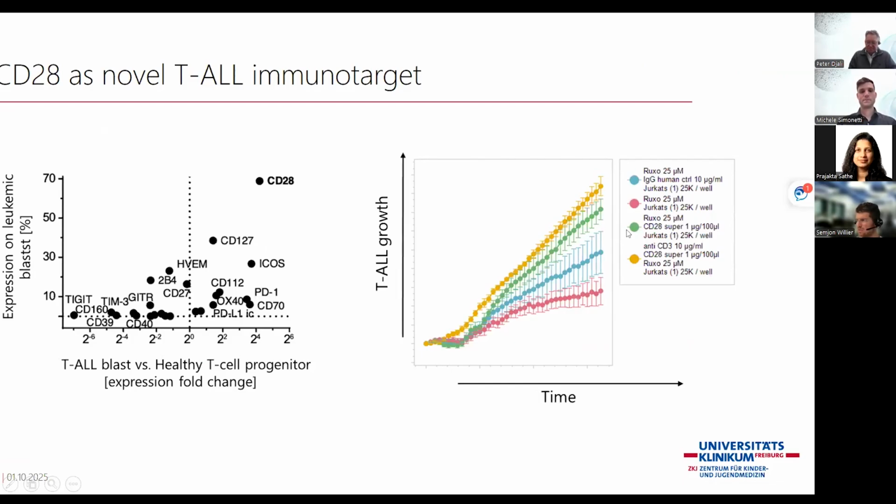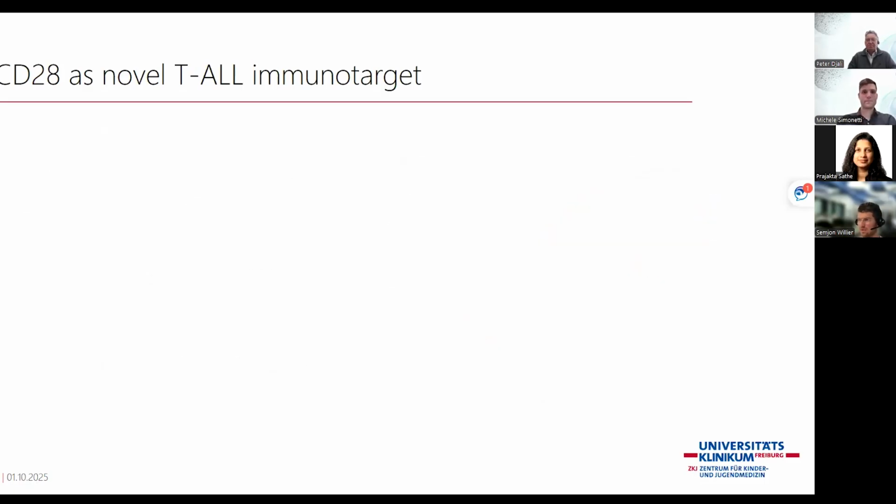And if you look here, we could also show just recently that if we stimulate some malignant T cells with CD28 antibodies, so agonistic antibodies, these cells can grow better under certain conditions detailed here. So we think that CD28 might be an interesting target for patients with T-ALL, and it might even bear some functional relevance. So this is why we're interested in that.